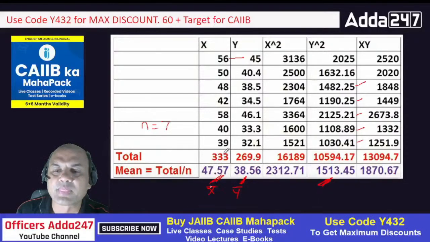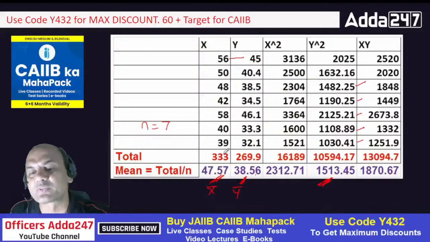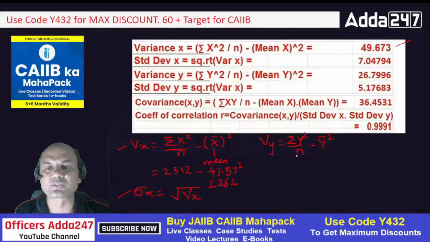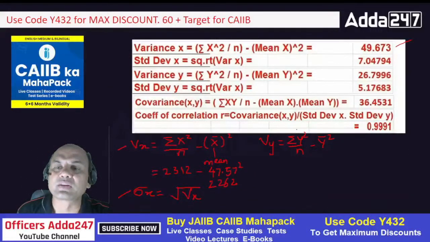Now after variance of y, I find what? Immediately psi y, standard deviation of y. What is psi y? Square root of this variance 26.7. So I am getting it as 5.17. So what have I got up till now? Variance of x, variance of y, and standard deviations.